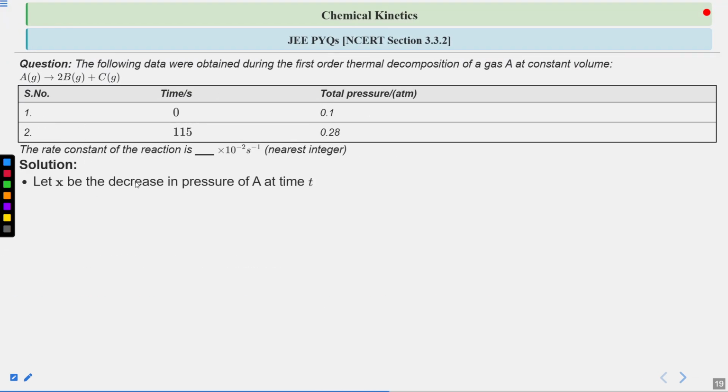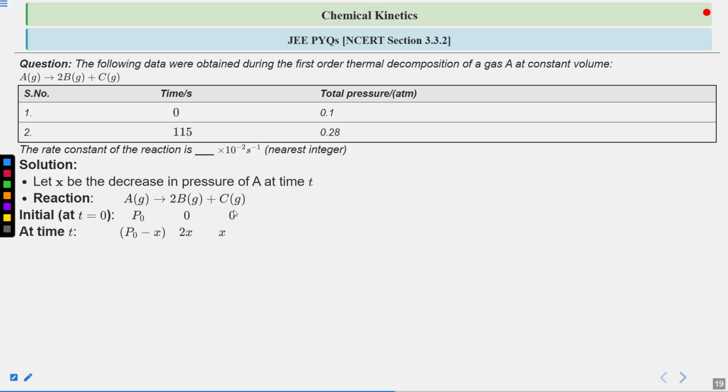Let's say X is the decrease in the pressure of A at time t. Some amount of decrease in the pressure is happening in the presence of the A reactant at time t. So the reaction is A converting to 2B plus C, right? Initially at time t equals 0, the A pressure is going to be equal to P naught. 2B has 0 and C has 0 pressure at the initial time.